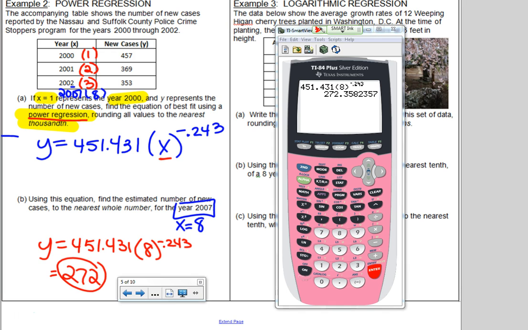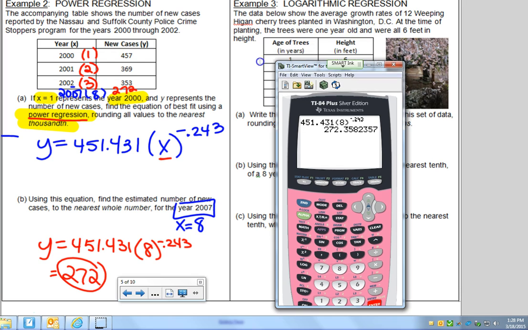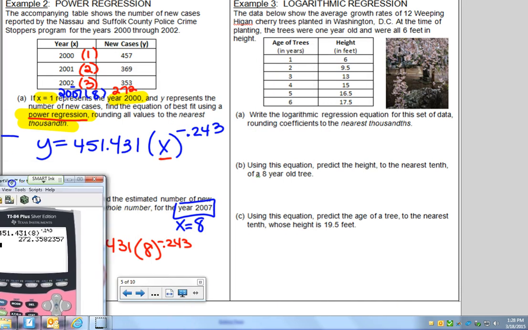Okay, and then again, we can just see if our answer makes sense. The number of cases is decreasing, so my answer does seem reasonable, so I can feel good that it's probably right. Okay, one last type now, and that's your logarithmic regressions.